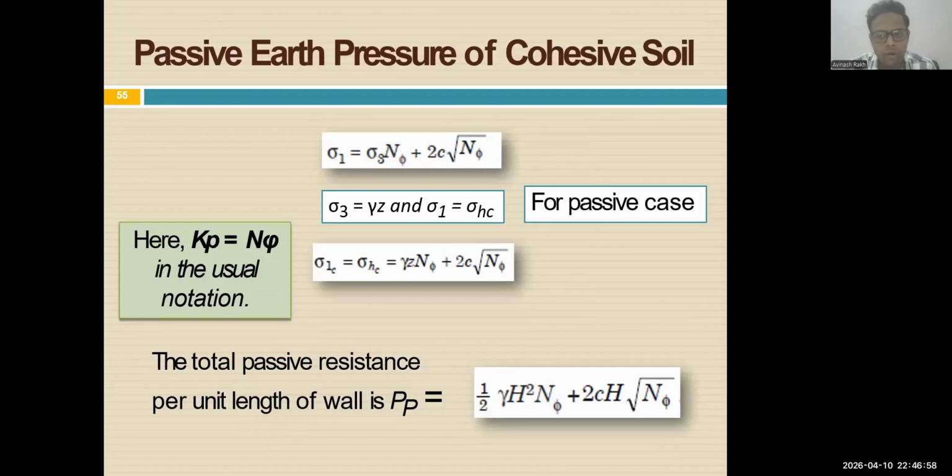Now, in the same way, on the same basis, for passive earth pressure of a cohesive soil, the formula will be sigma 1 equals sigma 3 N phi plus 2c square root of N phi, where for the passive case sigma 3 equals gamma z and sigma 1 equals sigma hc. So Kp equals N phi in the usual notation. So sigma 1c equals sigma hc plus gamma z N phi plus 2c root of N phi. So the total passive resistance per unit length of the wall is Pp, which equals 1 by 2 gamma H square N phi plus 2cH root of N phi.